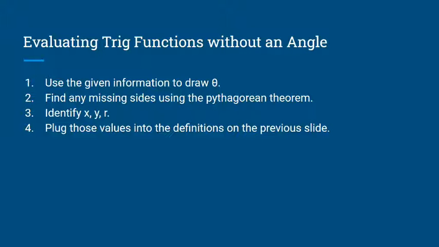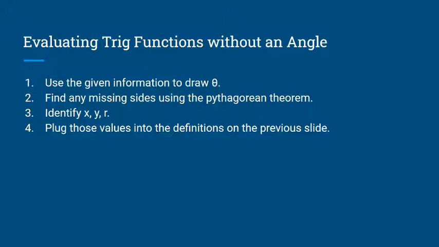Alright, now let's talk about how we can evaluate trig functions if we're not given an angle. That sounds kind of weird, but you'll see in the next example, it's when it says like the sine of an angle equals a ratio. You're pretty much just going to draw a picture. So use the given information to draw theta and make sure it's in the right quadrant.